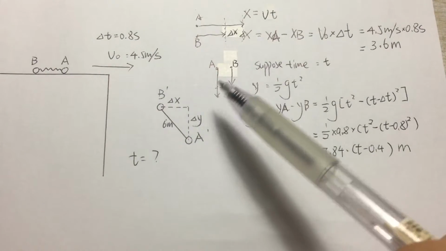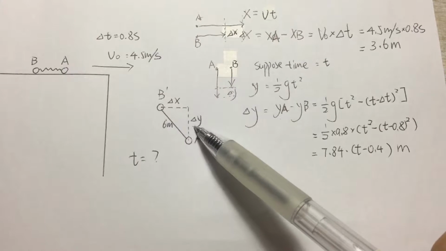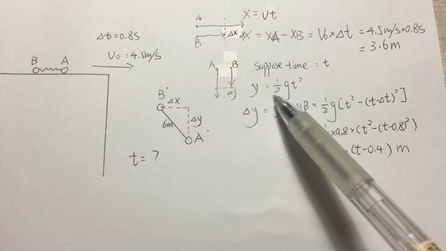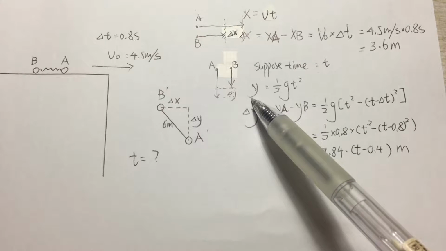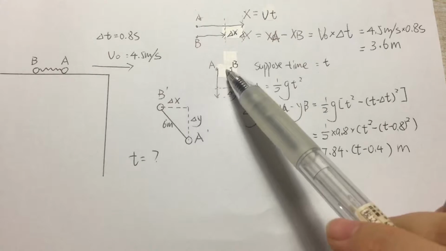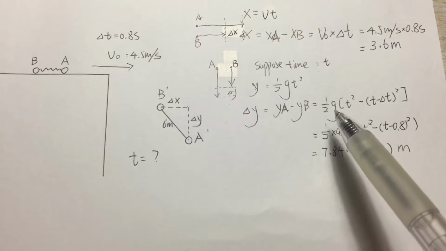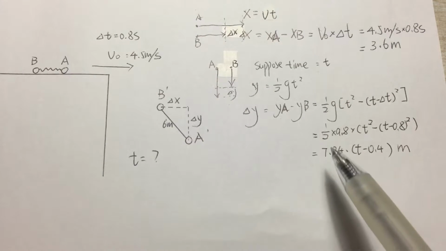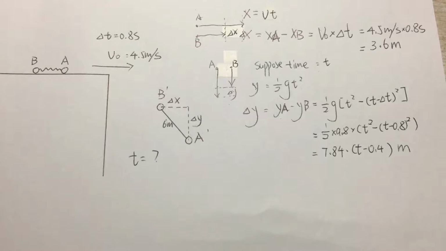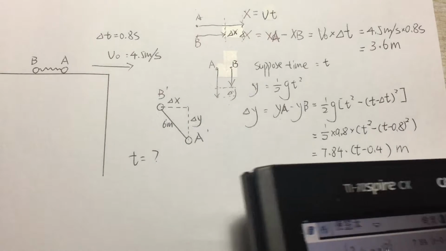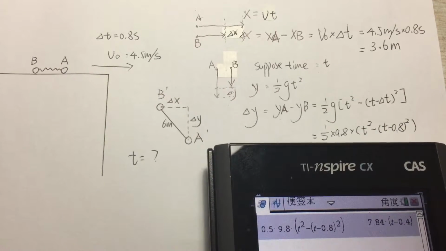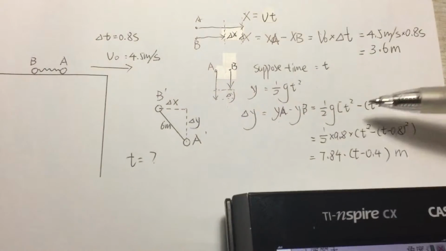We can also draw a graph in the vertical direction to show delta y. Suppose time equals t, so this formula tells us what y is, and delta y equals ya minus yb. So it is a formula like this. To calculate this, we can put it in the calculator. It shows that the result is this.